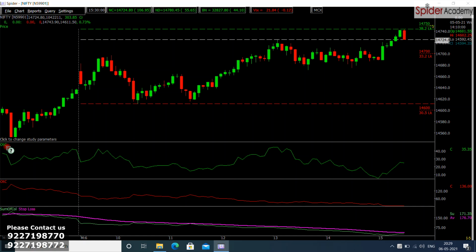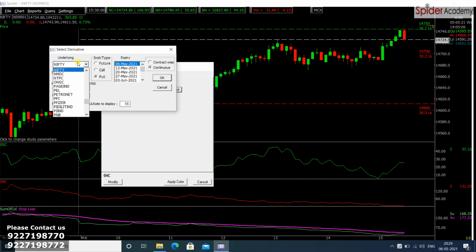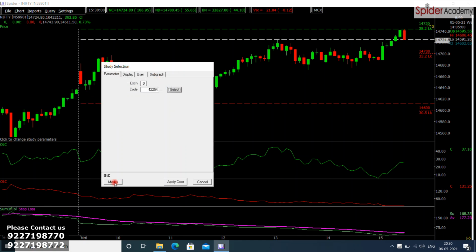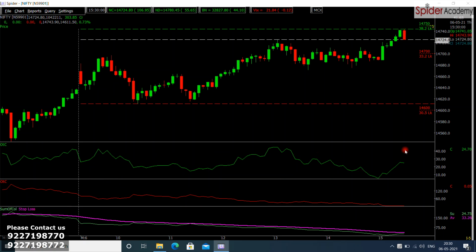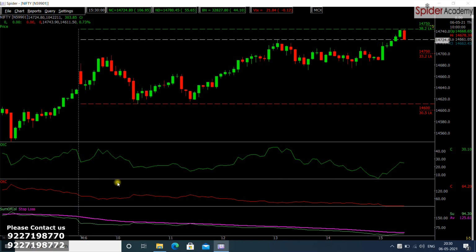Here there is a study called OTC, price close of other script. I click on OTC, then click on the select button. Here I select Nifty, instrument type call, expiry 6th May, and choose the strike price 14,700. Click OK, modify. This green line indicates 14,700 call options. Again I click on OTC, click on select, underlying is Nifty, instrument type is future, expiry 6th May, select 14,700 strike price, click OK, click modify. So this red line indicates 14,700 put options.